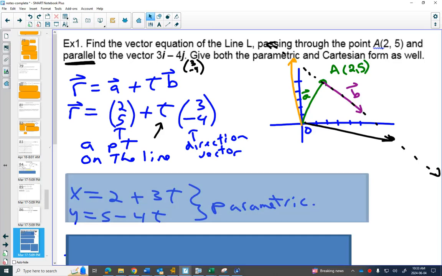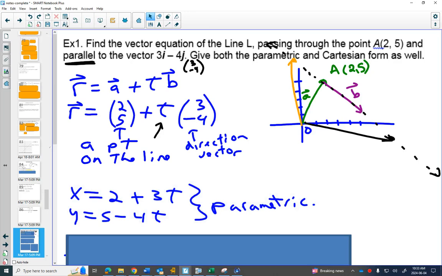Now, we want the parametric form. We just look at our components. We're in 2 dimensions, so we'll have an x and a y component. You'd have 2 plus 3t for your x, and 5 minus 4t for your y.